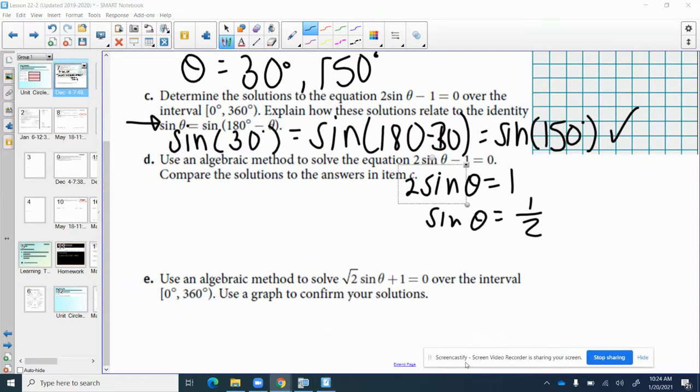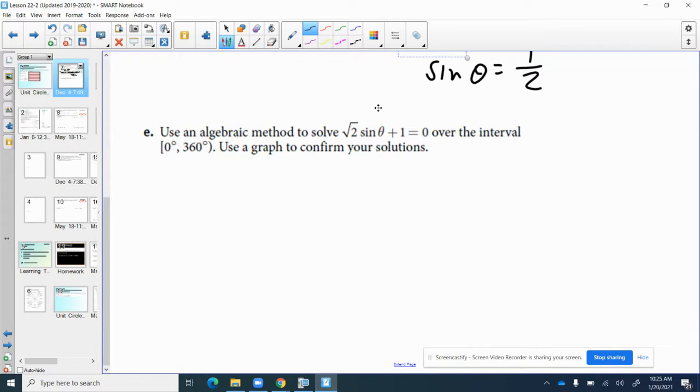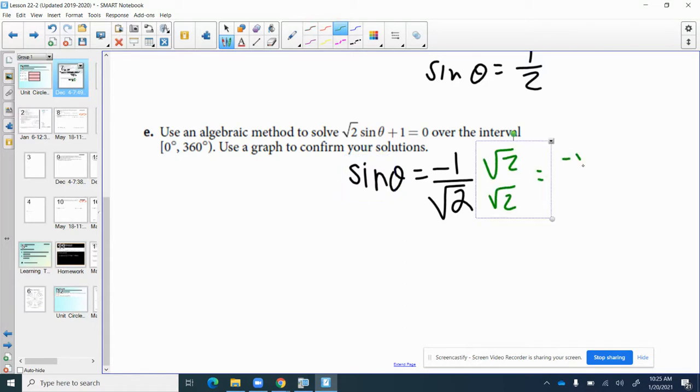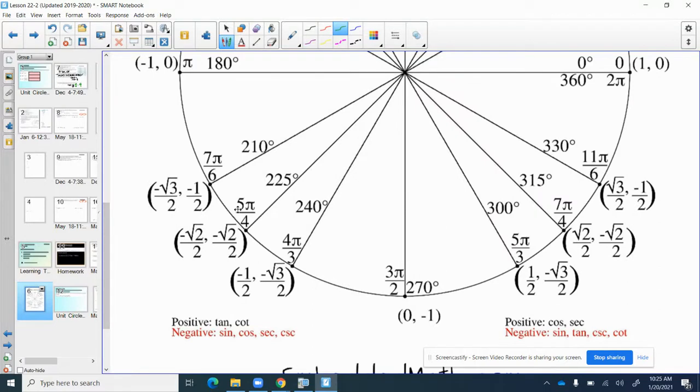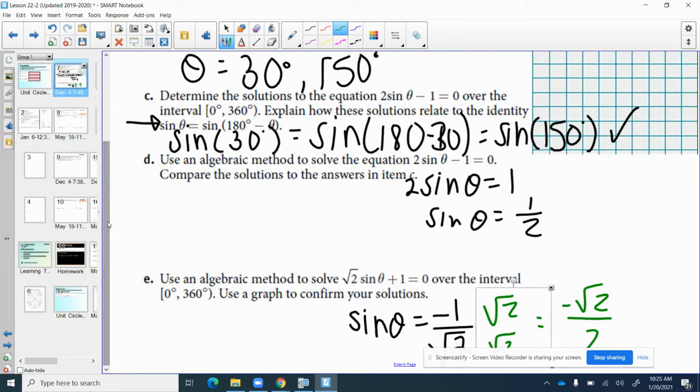Now, we can, of course, do that again with the square root of 2 sine theta plus 1. You can graph this, but we can also solve this algebraically where we subtract 1, divide by the square root of 2, and after we rationalize, look at where this equals negative square root of 2 over 2. Well, we know that happens when our y value is negative, so quadrants 3 and 4, down here at 225 and 315 if we're talking degrees again. So that would be our final answer for theta, 225 degrees and 315 degrees.